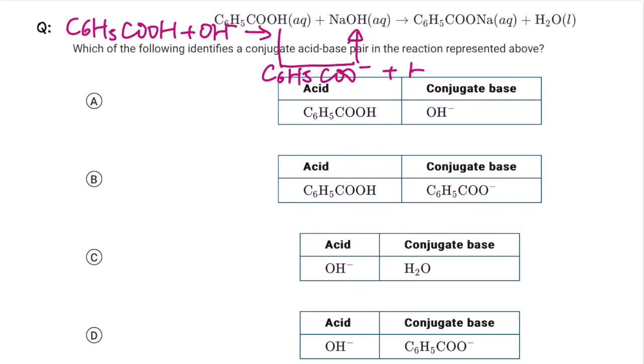C6H5COO- and H2O. So this is a Bronsted-Lowry base, and this is a conjugate acid. And this is a Bronsted-Lowry acid, this is a conjugate base. So the correct conjugate acid-base pair is not A, not C, not D. The right answer is B. After losing this proton, it becomes the conjugate base, C6H5COO-.